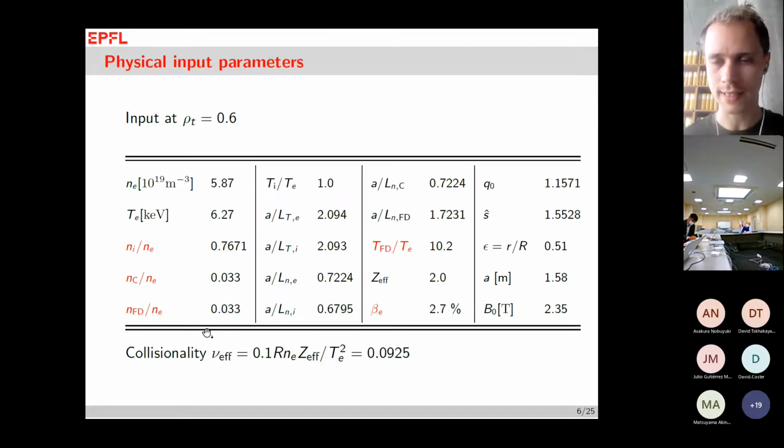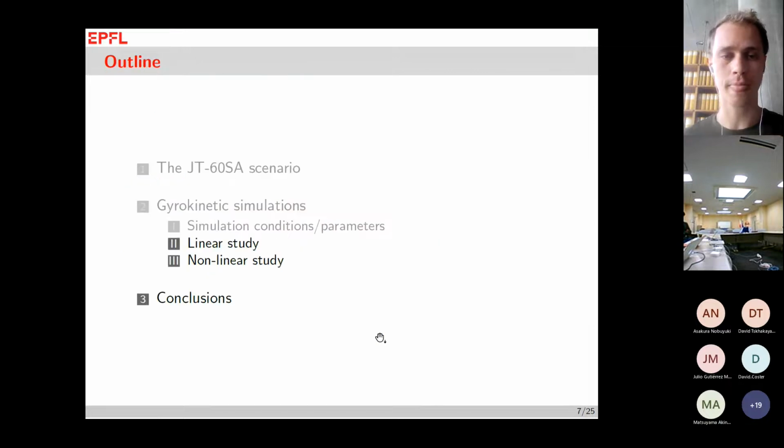Now, more in detail, the exact input parameters we're going to use are as follows. And what really stands out is the fact, as I mentioned, we have 4 kinetic species here. So we have the ions and carbon. Then we have the fast deuterium ions coming from MBH. And these are modeled with the Maxwellian at a higher temperature. So here we have about 10 times the electron temperature. Then another thing which is important is the fact that we have a large beta, which is here, as you see, 2.7%.